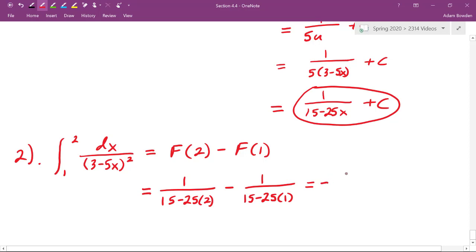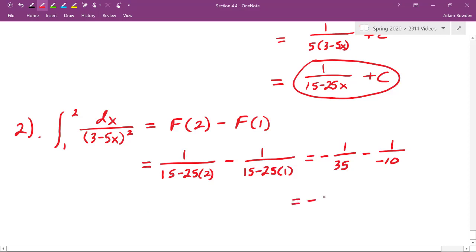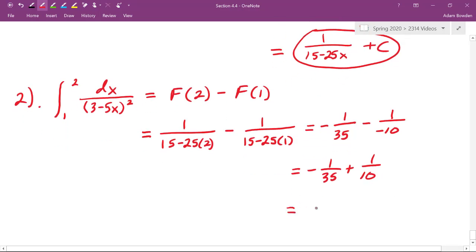This will equal 1 over negative 35 minus 1 divided by negative 10. Or in other words, negative 1 over 35 plus 1 over 10. Now if we're doing this by hand, we'll have to get a common denominator.